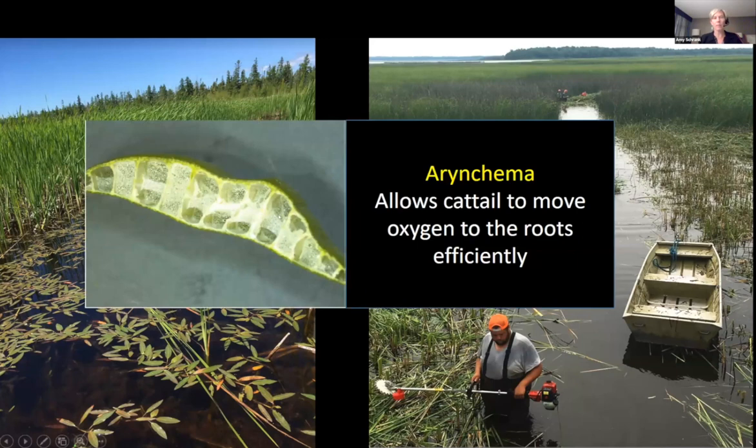The reason that happens is because cattail, like other wetland species, have holes in their stems. So this is a cross section of cattail, and those holes allow oxygen to efficiently move to the roots so that that plant can be rooted in an anoxic soil. So that's kind of a unique aspect of wetland plants.